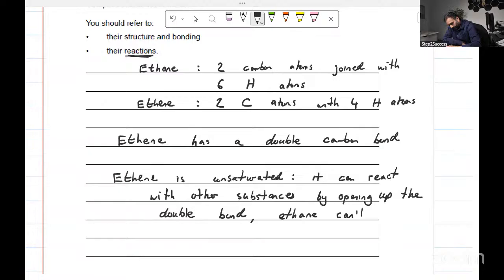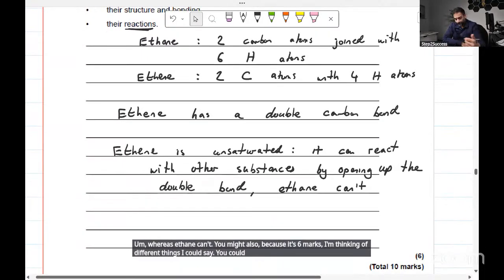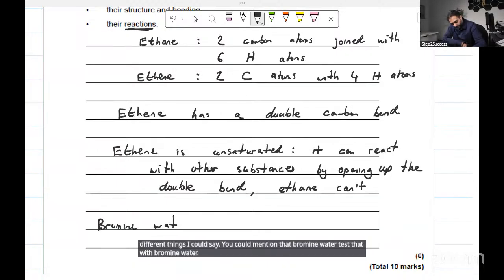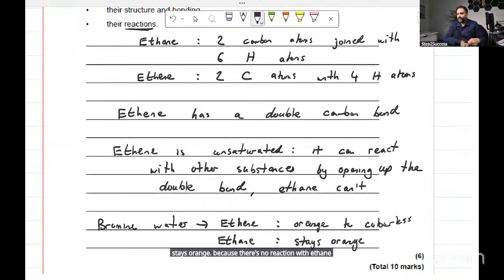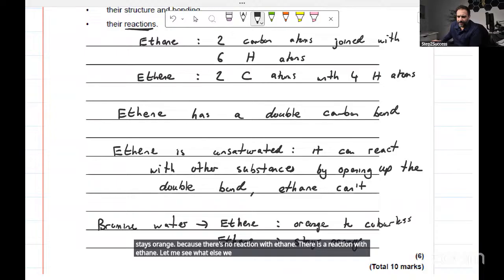You might also, because it's 6 marks, I'm thinking of the different things I could say. You could mention that bromine water test, that with bromine water, ethene would change it from orange to colorless, whereas ethane would stay orange because there's no reaction with ethane. There is a reaction with ethene. Let me see what else we could have said. That's probably all the marks.